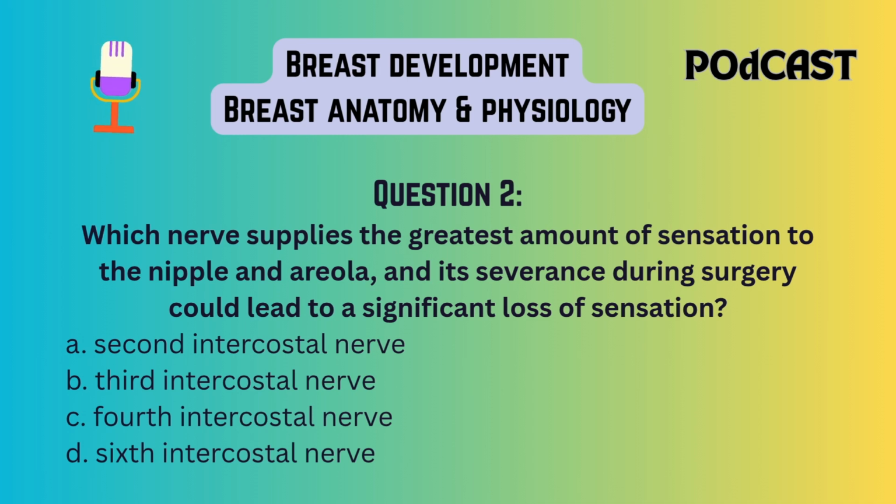The answer you're looking for is C. Fourth intercostal nerve. We emphasized its critical role and its specific entry points, 4 to 5 o'clock on the left, 7 to 8 o'clock on the right. Severing this nerve can significantly impact sensation and potentially the letdown reflex. The other intercostals contribute, but the fourth is key for this specific area.